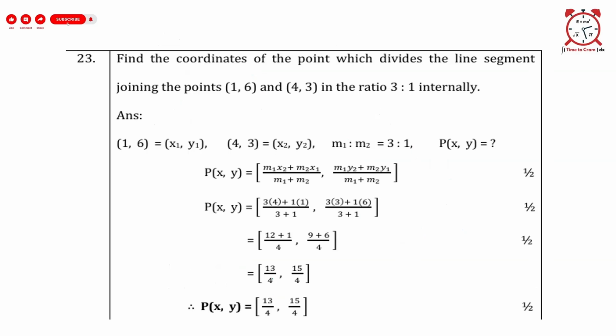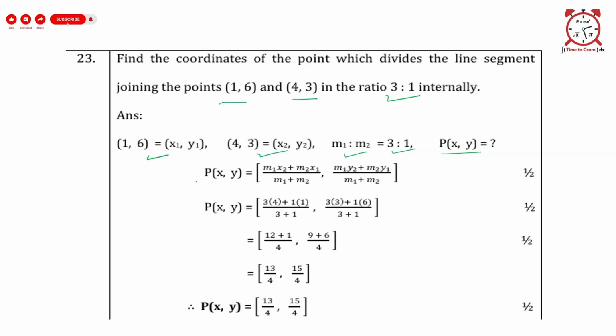Okay. Next sum, question number 23. Find the coordinates of the point which divides the line segment joining the points 1, 6 and 4, 3 in the ratio 3:1 internally. So here we will assume that 1, 6 equal to x1, y1, 4, 3 equal to x2, y2, and the given ratio 3:1 as m1:m2. We have to find P(x, y) here.